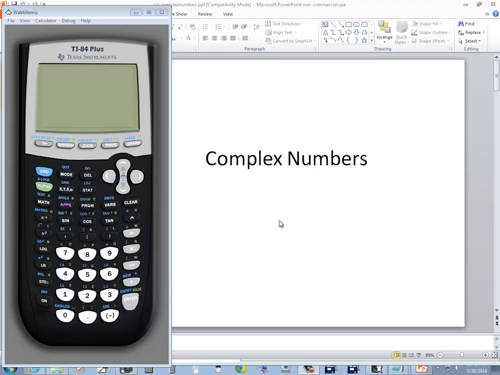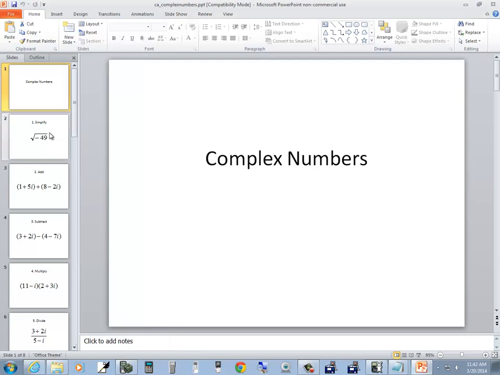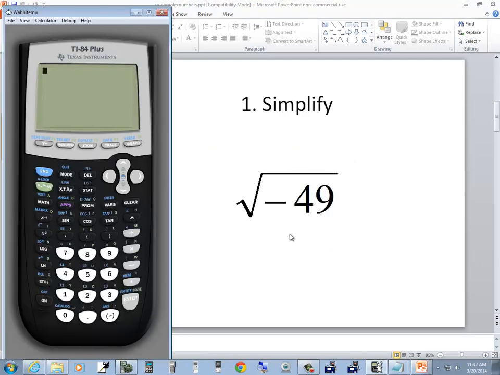Let's take a look at working with complex numbers on a TI-84 Plus calculator. The first one to take a look at is the square root of negative 49. If I type it in directly, let's see what happens. I'm going to do second x squared, and I'll put a negative 49. You don't have to put a closing parenthesis, but I'll do it anyway. You'll get a non-real answer. So you quit. It won't give you the solution to that.